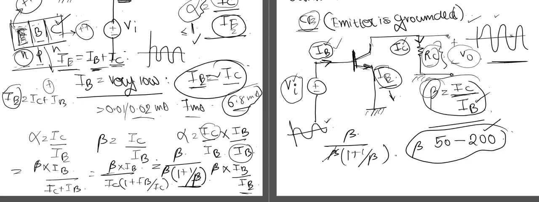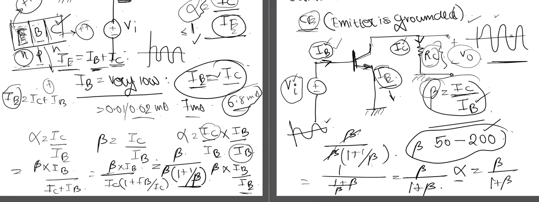So the betas will cancel each other, and we get beta into 1 plus 1 by beta, which is 1 plus beta divided by beta. If we take the reciprocal, we get beta divided by 1 plus beta. So this is the relation between alpha and beta, where alpha, the current amplification factor in CB mode, is equal to beta divided by 1 plus beta, where beta is the current amplification factor in the CE mode. Thank you.